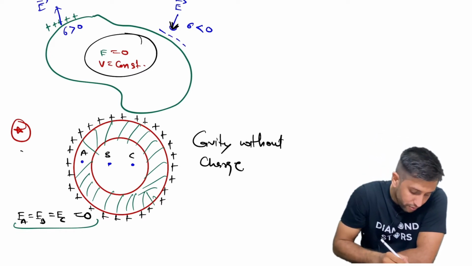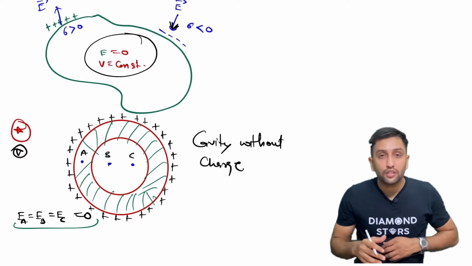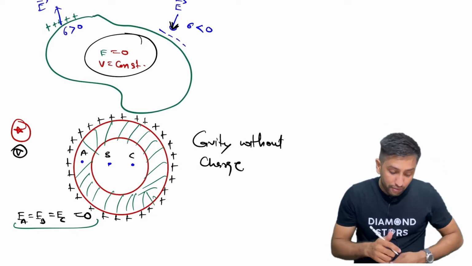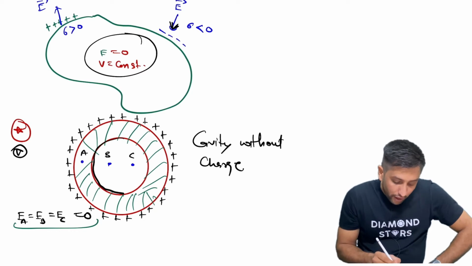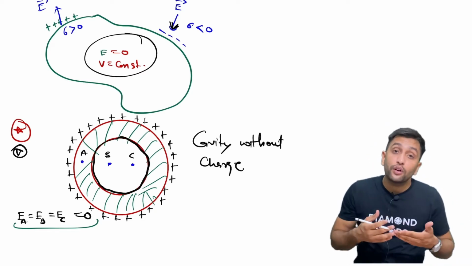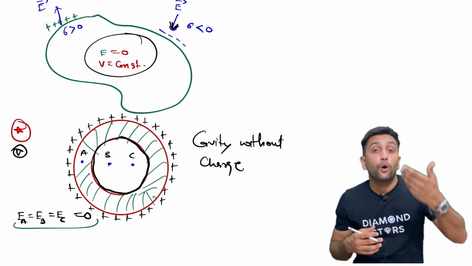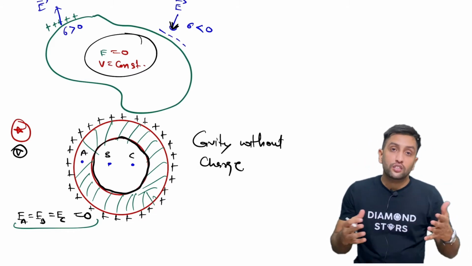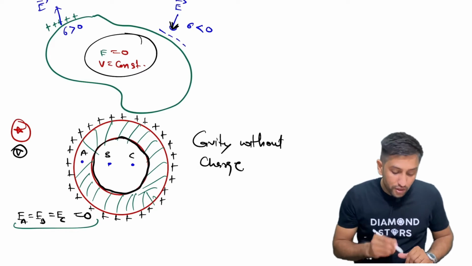And the next point is very important. Suppose I have taken a cavity without charge. Inside the cavity, you see the cavity is there, and it does not have any charge inside it. And you know that in the case of a conductor, the whole charge comes out on the surface, and I have represented the charge here.